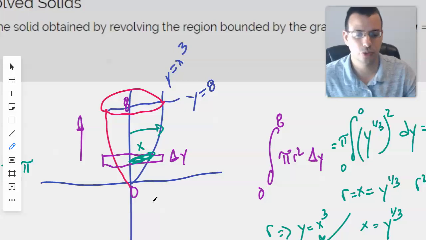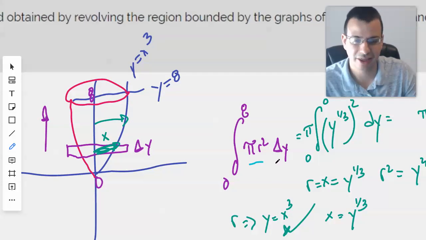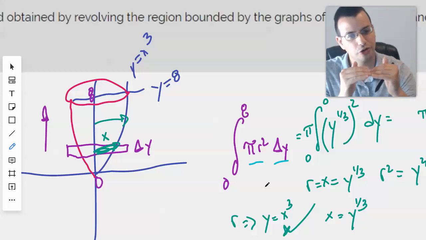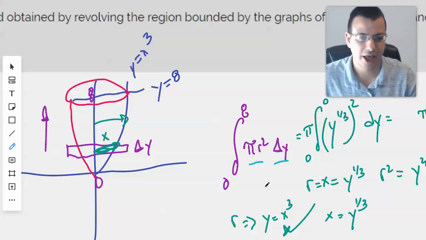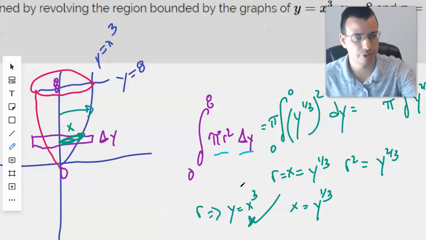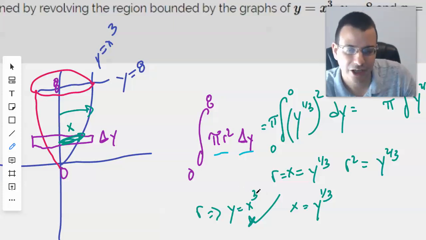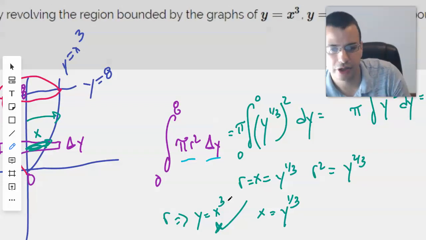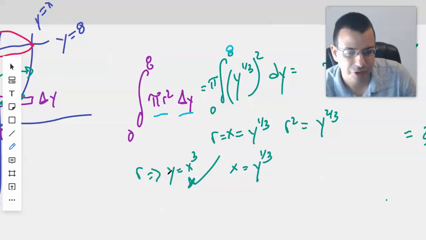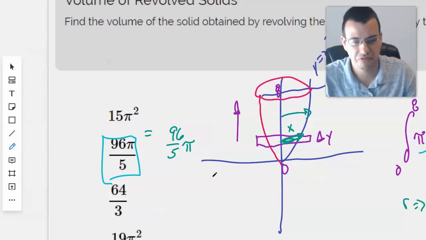And we decided to use the disk method. And that basically means we're going to use small circles, pi r squared, times a thickness, delta y, and we're going to go from 0 to 8. And then we plug those in, we convert r into the appropriate value of y, where r is the radius, and we then solve the equation. And after we do all the math, we ended up getting 96 pi over 5, and that's the answer.